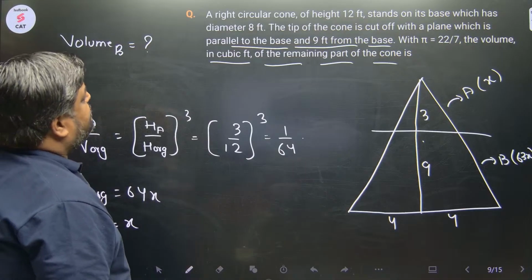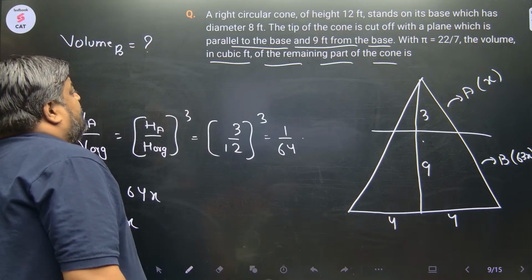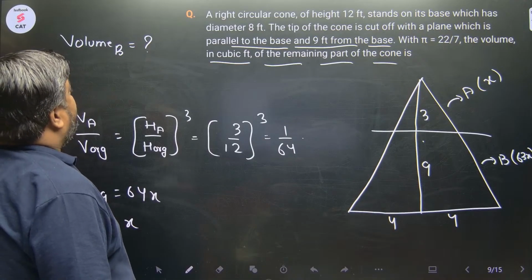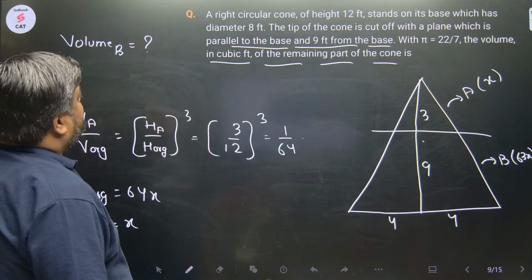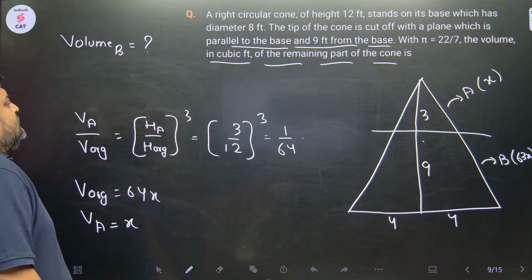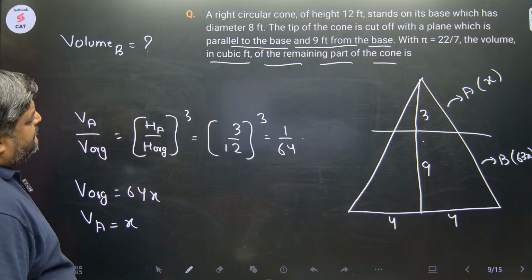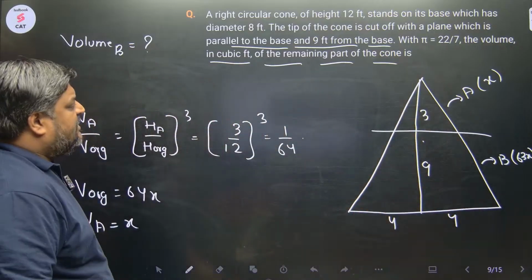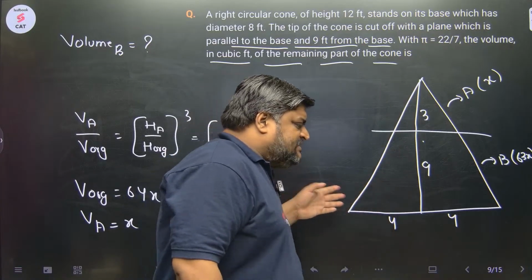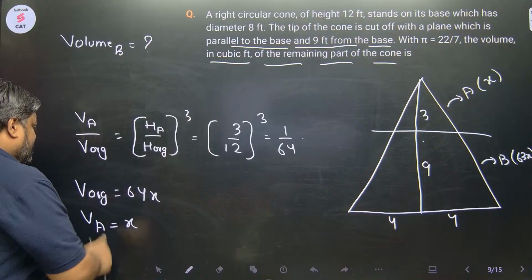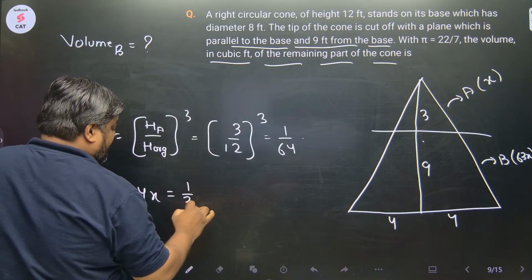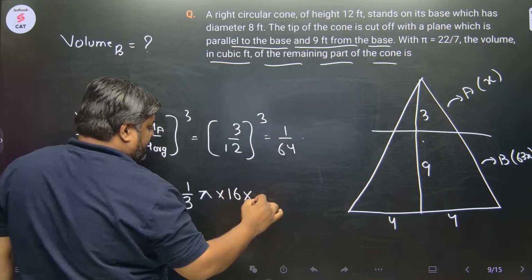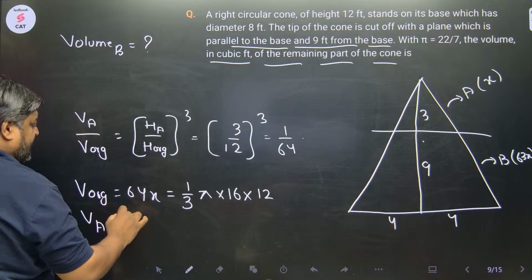Now, what is given? Is the volume of the bigger cone given? Absolutely given, sir. You have the height, you have the diameter, so the volume of the bigger cone is also given. This V original is 1/3 pi r squared h. R is 4, so r squared is 16, and height is 12. This is given to you, right? From here you can calculate the value of x.